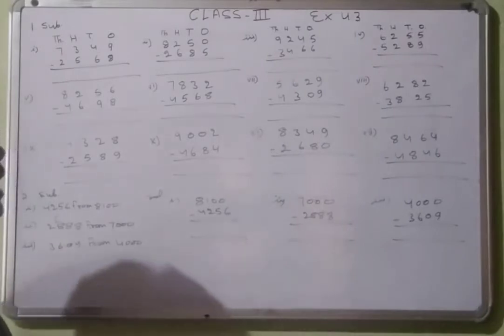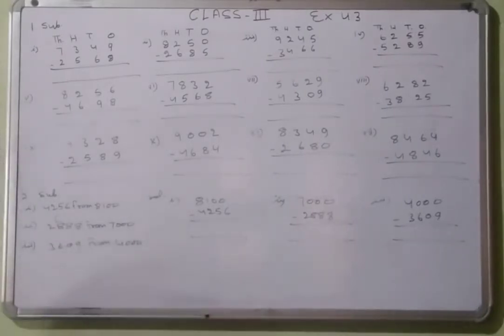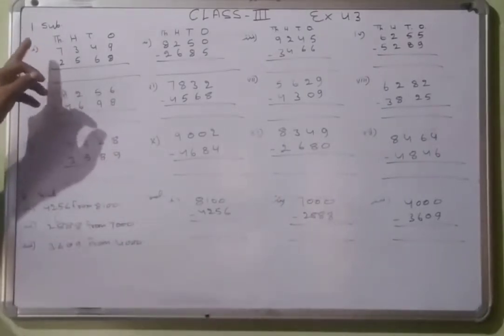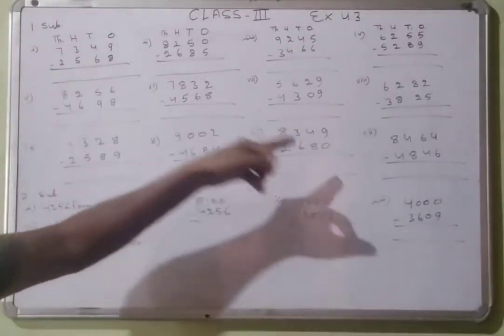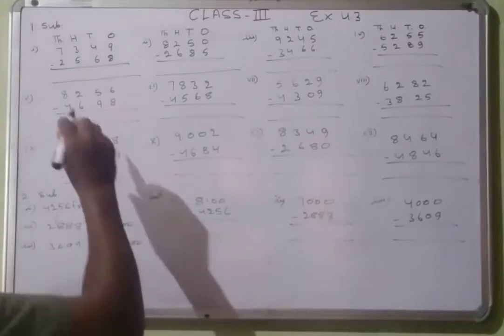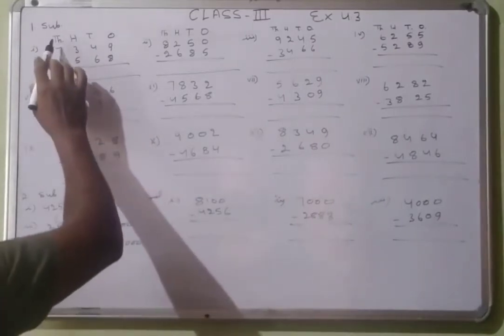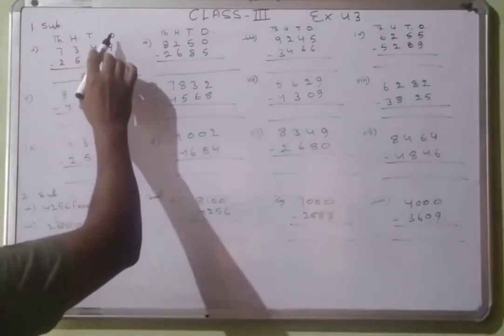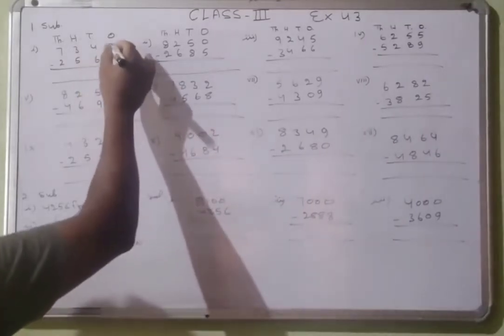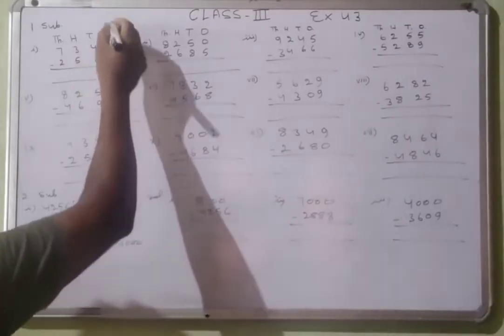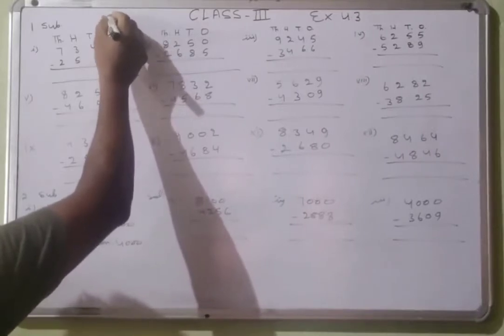Today you are looking at exercise 4.3. The first question is subtraction. In the first question you are looking at the 1st to 12th part. That is subtraction. Thousands, hundreds, tens, ones. So 9 less 8, that means you will write 1.